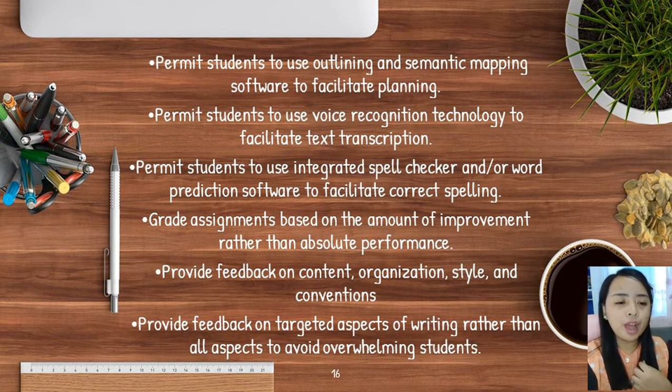Next, provide feedback on content, organization, style, and convention. What are the differences between the three words? So when we say conventions, it means the use of punctuation, grammar, and spelling. When we say content, it is the main focus or the message of the written article, or let's say the writing output. Next is the organizational style.